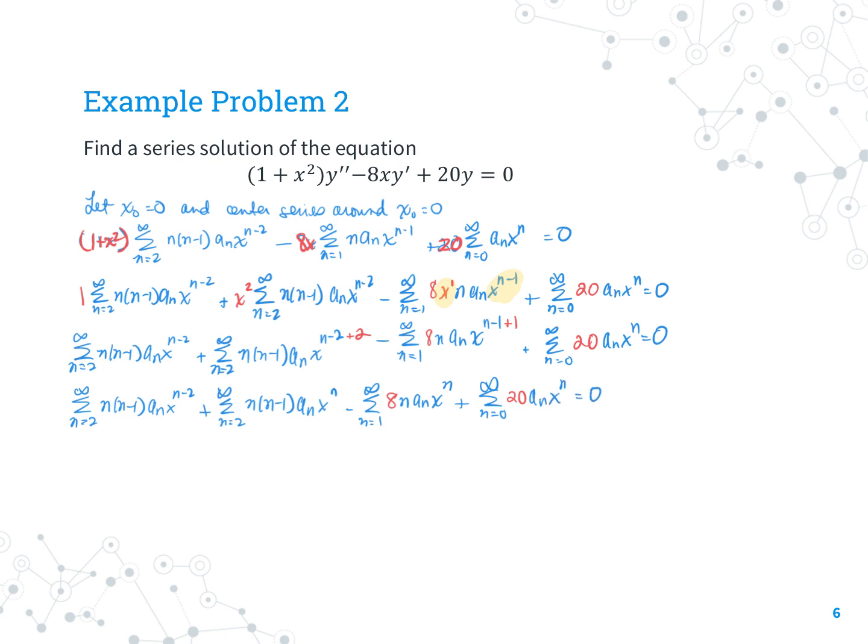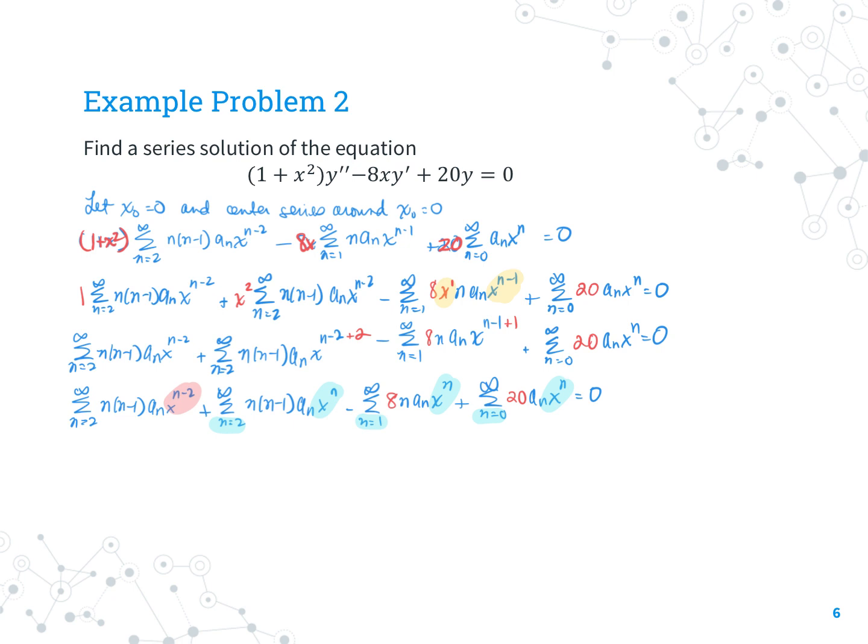So we now have an x to the n, an x to the n, and an x to the n. They have 3 different beginning indices, lower indices. So we'll have to deal with that in a minute. But the other bigger issue right now is that we have this x to the n minus 2 still. So we are going to have to shift the first sum.